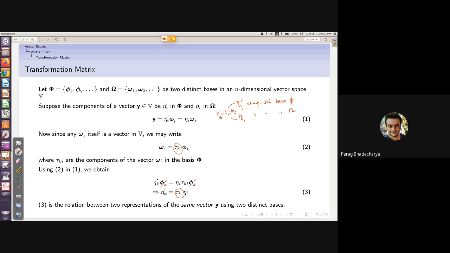So this tau, how many indices does it have? It has two indices. One is an index along the rows, and another one is the index along the columns. So your tau will basically be these tau ki's. It will be a matrix. So that's a transformation matrix. It allows you to transform. If you know the components in one basis, using tau ki, you can find out the components in another basis. In other words, it allows you to go from one basis to another basis. That's why it's called a transformation matrix.